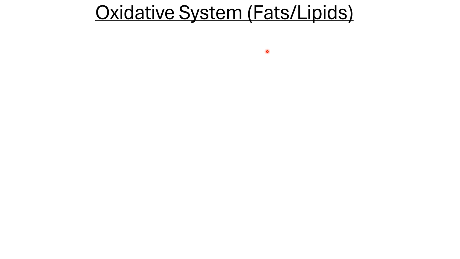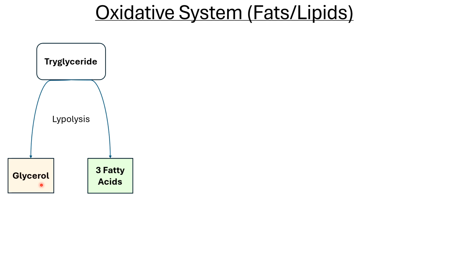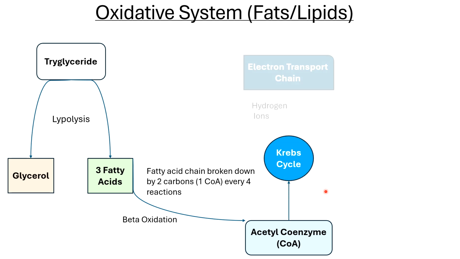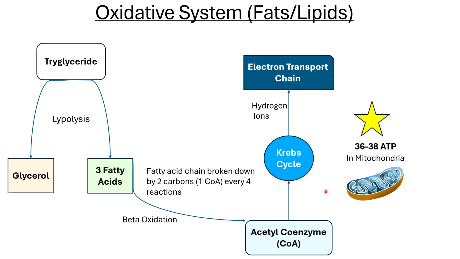This system can also use fats or lipids as its source of energy, and this involves a triglyceride being broken down into a glycerol and 3 fatty acid chains via the process of lipolysis. Then they will be converted into acetyl coenzyme A via the process of beta oxidation. Remember this detail: the chain is broken down by 2 carbons every 4 reactions in order to produce 1 acetyl coenzyme A, and then the process in the mitochondria that we saw previously will be repeated.